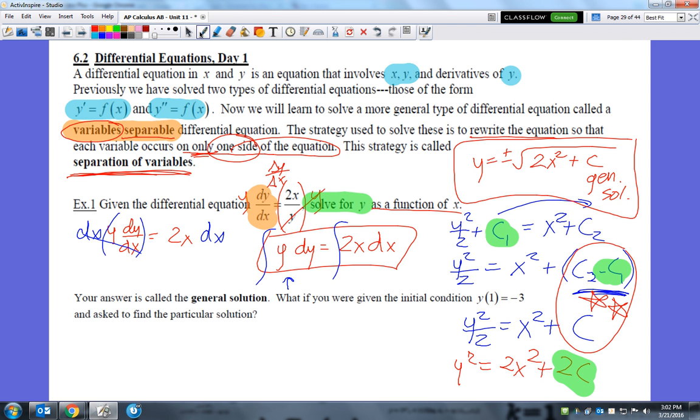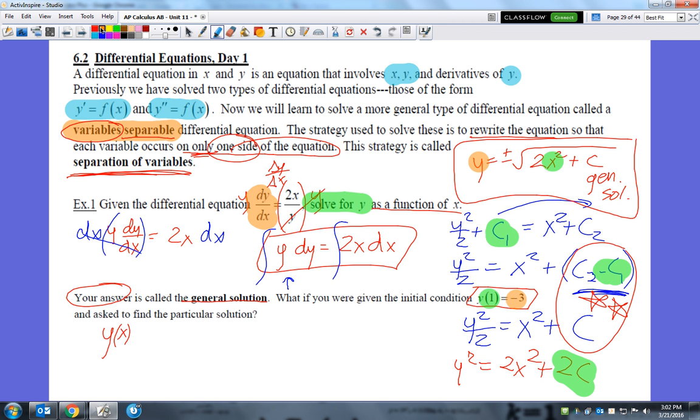Okay, so it says your answer is called the general solution. What if you were given the initial condition y of 1 is equal to negative 3? So y of 1 is like saying y of x, and what we're doing is plugging in this 1 value for x. Whenever I get this 1, I'm going to plug it here, and it will yield a y value of negative 3, which we would have over here.